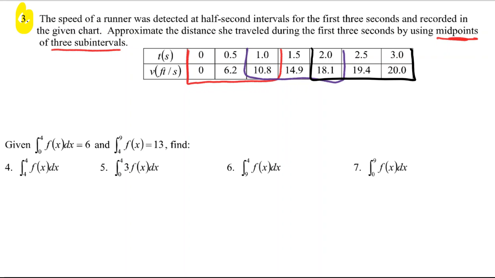Since this says midpoints, and we've got 3 subdivisions, we should be adding the area of 3 different things. So I make those 3 different blanks. And so to estimate this, it's like we're trying to find the area under a curve.